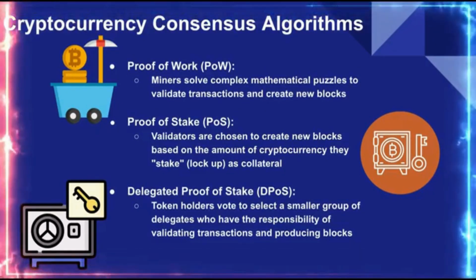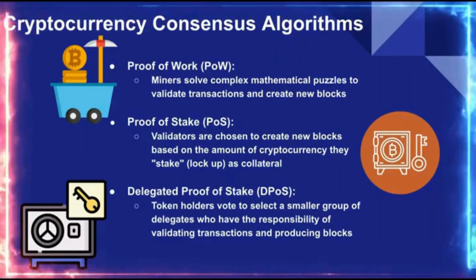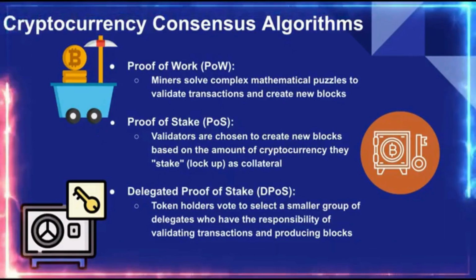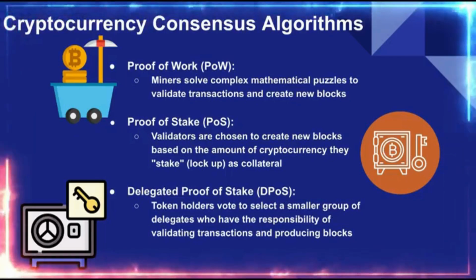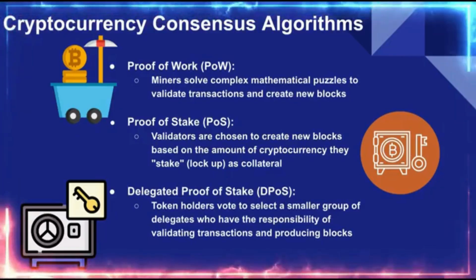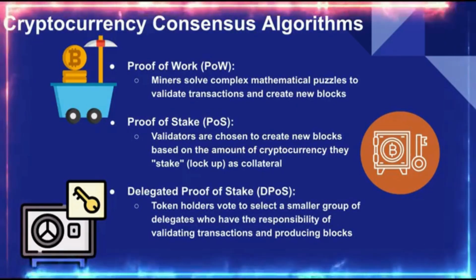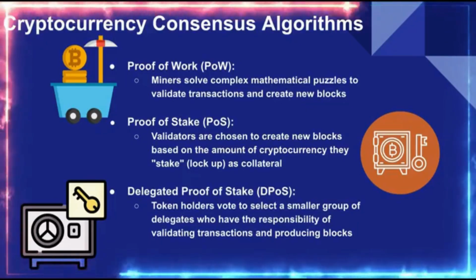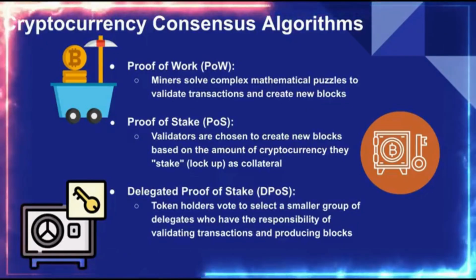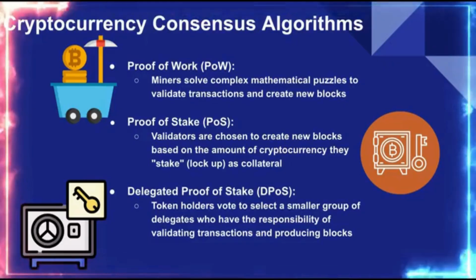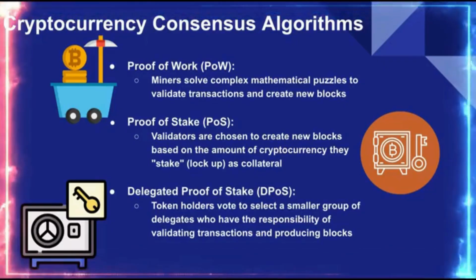Proof of work. Miners solve complex mathematical puzzles to validate transactions and create new blocks. The first miner to solve the puzzle gets to add the next block and is rewarded with cryptocurrency. Proof of work is energy intensive but highly secure. Proof of stake. Validators are chosen to create blocks based on the amount of cryptocurrency they lock up as collateral. Proof of stake is energy efficient compared to proof of work, and it's based on the concept that those with more stake have more incentive to behave honestly.